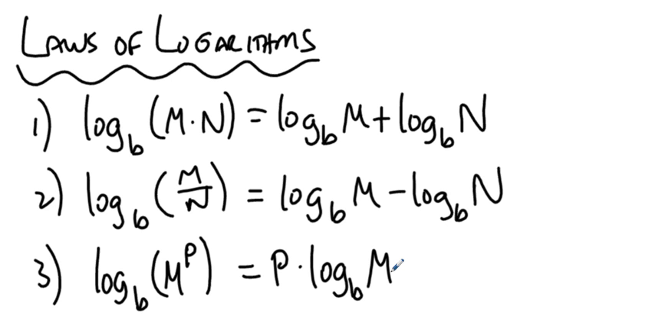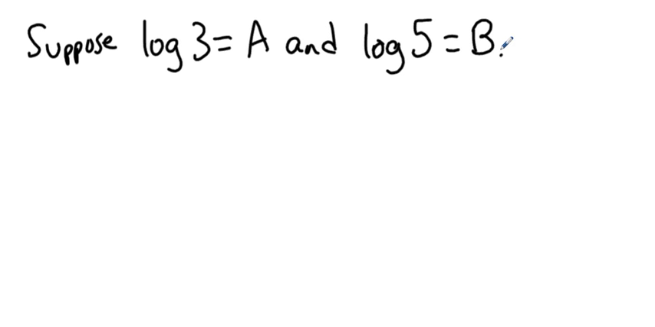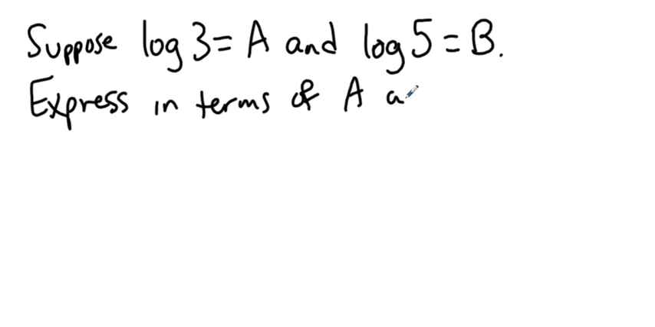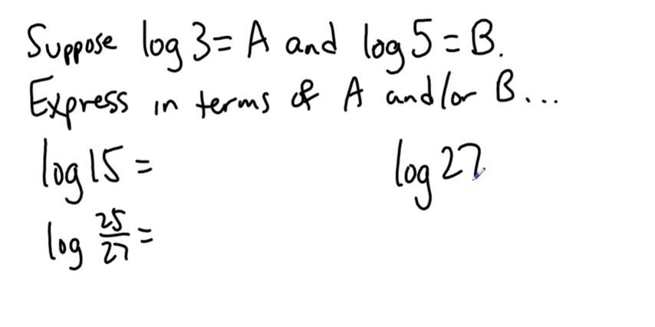Those rules matter because let's suppose that the log of 3 is a, and the log of 5 is b, and I want to express in terms of a and or b the log of 15, the log of 25/27, the log of 27, and the log of 5 base 3. Let's suppose I want to do those 4 things.